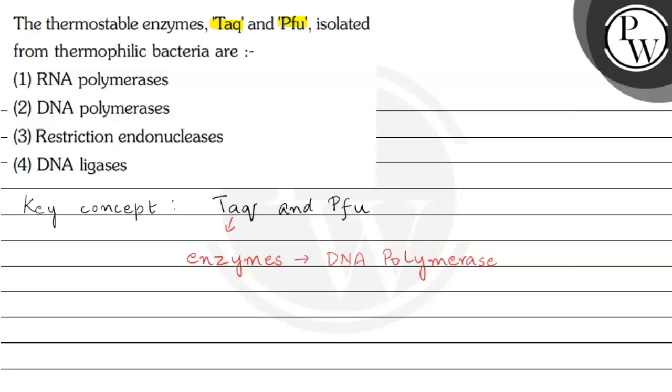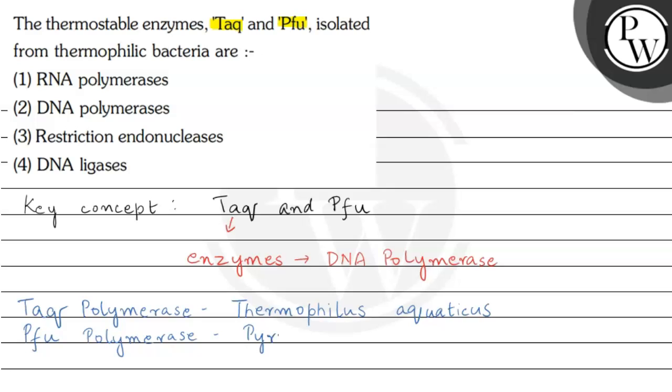Now the enzyme Taq polymerase is isolated from the bacteria Thermus aquaticus, and the enzyme PFU polymerase is isolated from Pyrococcus furiosus.